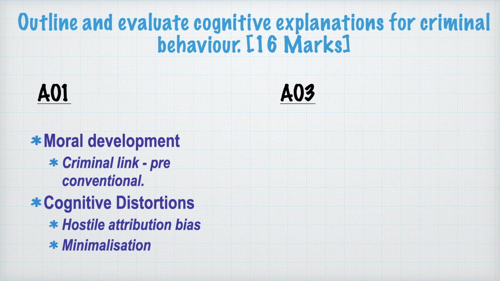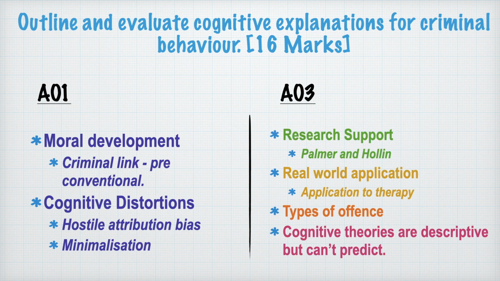I'm going to give 2 examples of cognitive distortions, although I'm not going to go into the same amount of detail for both of them. I'm also going to have 4 evaluation points, with one of them being a discussion point right at the end. That is, cognitive theories are descriptive, but they can't predict what's going to happen.